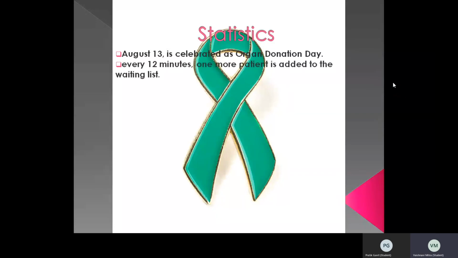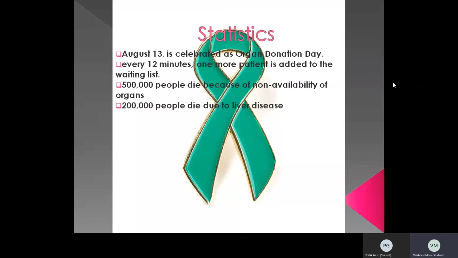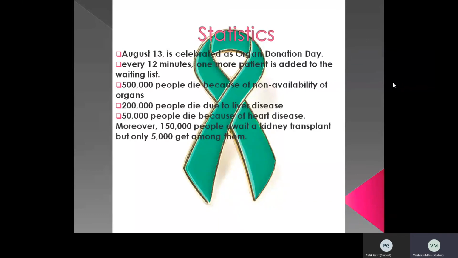According to a survey, every year in India, about 500,000 people die because of non-availability of organs, 200,000 people die due to liver disease, and 50,000 people die because of heart disease. Moreover, 150,000 people await a kidney transplant, but only 5,000 amongst them get it. Despite India being the world's second most populous country, it has a pathetic deceased organ donation rate of just 0.26 per million population compared to 26 in the US, 35 in Spain and 36.5 in Croatia.